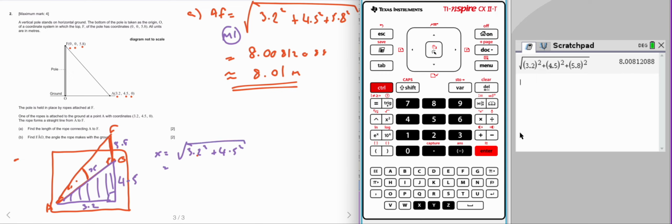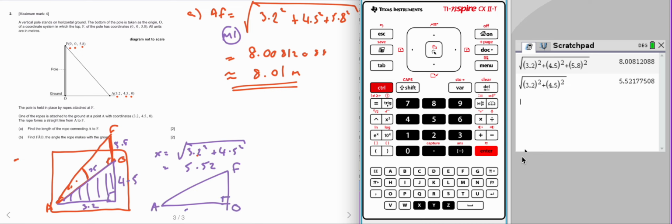And on the calculator, I'm going to cheat. I'm going to take that value, but I'm going to delete out those bits. So that gives us a length of 5.52. Now, reimagining our triangle F, O, and A, this length is now 5.52. We have a height of 5.8, and we're trying to find this angle. We have the opposite side, and we have the adjacent side. So we're looking at the trig ratios.